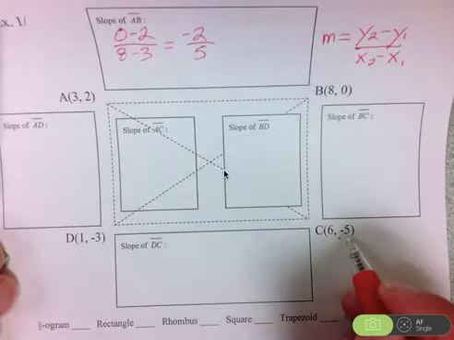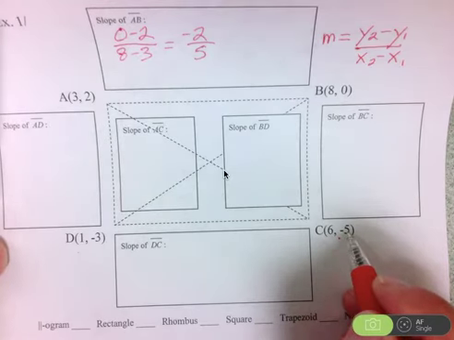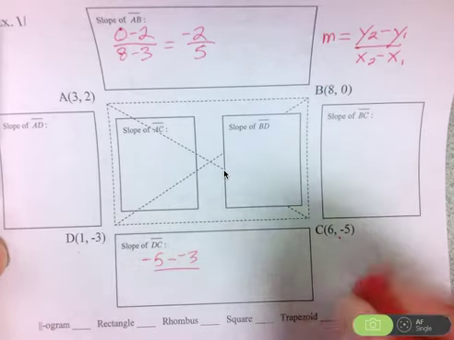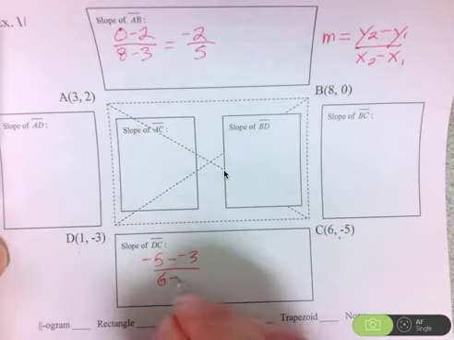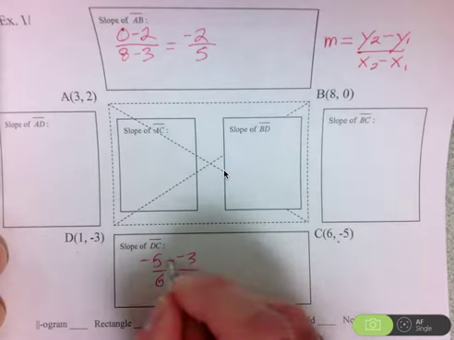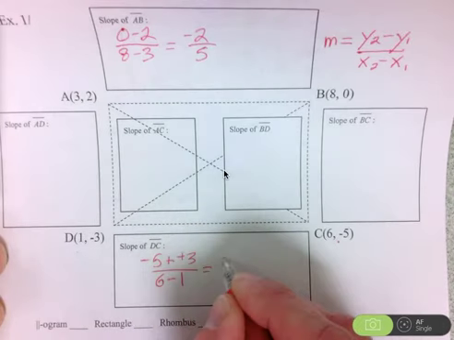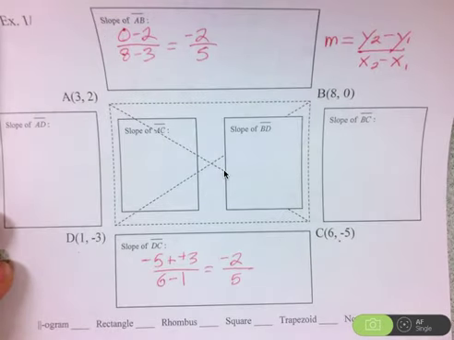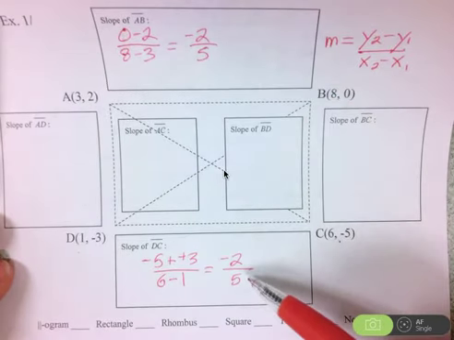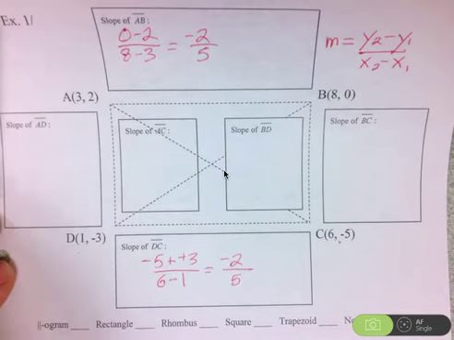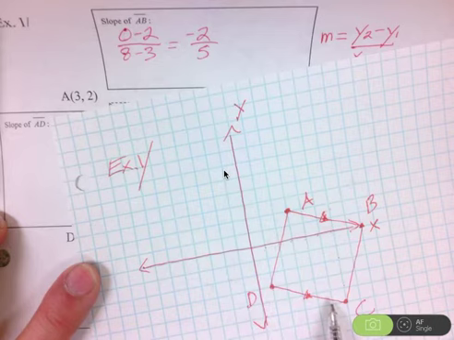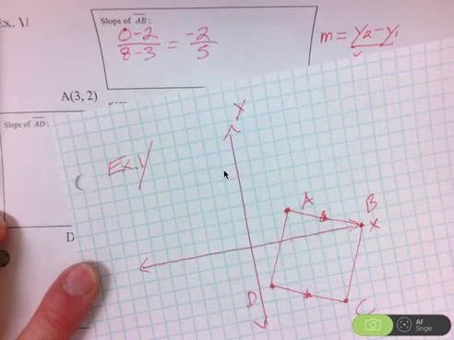And I'll do the same thing for DC. So again, I'll start with my y values and take their difference, negative 5 minus the negative 3. And the x's are 6 and 1. 6 minus 1. So that's negative 5 plus 3, or negative 2 in the numerator and 5 in the denominator. And what I want you to see is the slopes of AB and CD, they're equal to one another. That means that those sides are parallel. So I've marked them as AB and DC. They're parallel, not congruent. They're parallel.